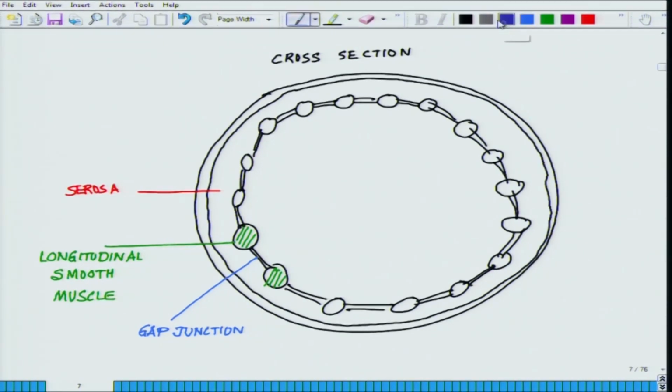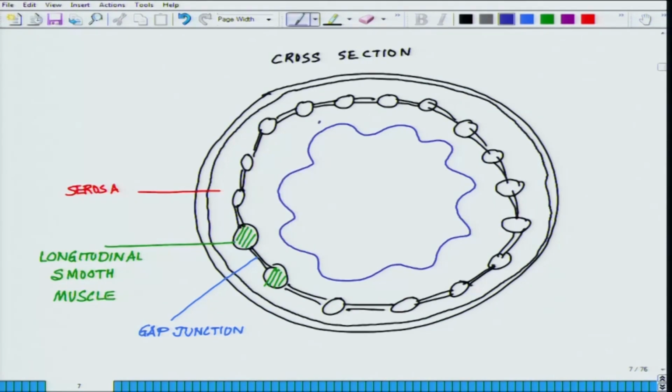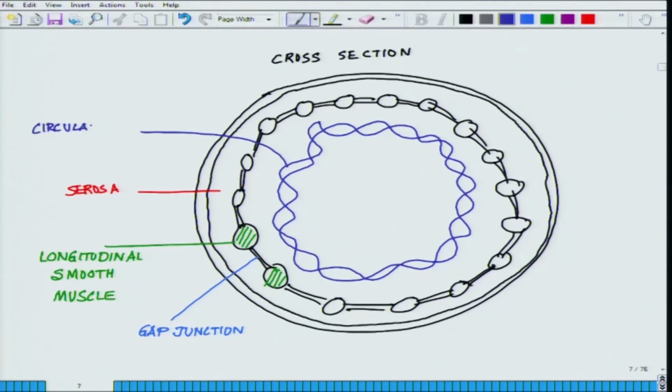Then comes the next layer, which I am going to draw now, something like this. Let me draw this, then I will tell you exactly what the role is. So, this layer, which I have drawn now, is called the circular smooth muscle layer.